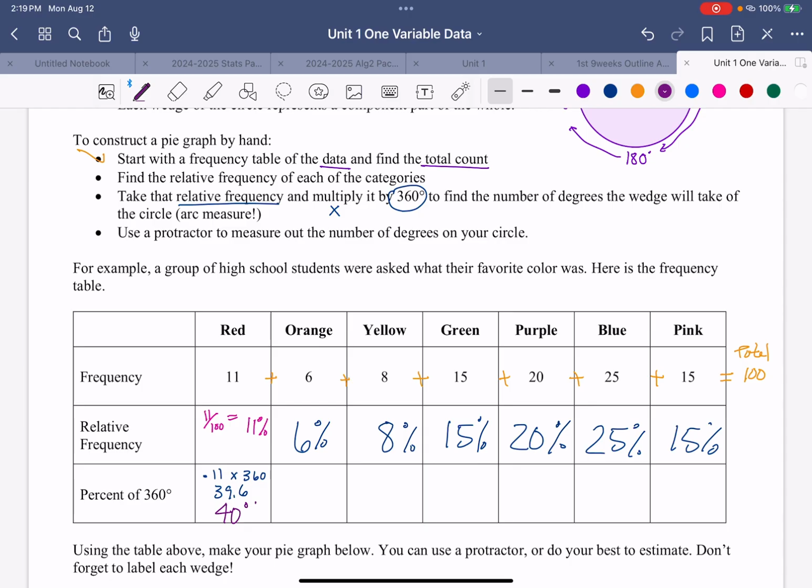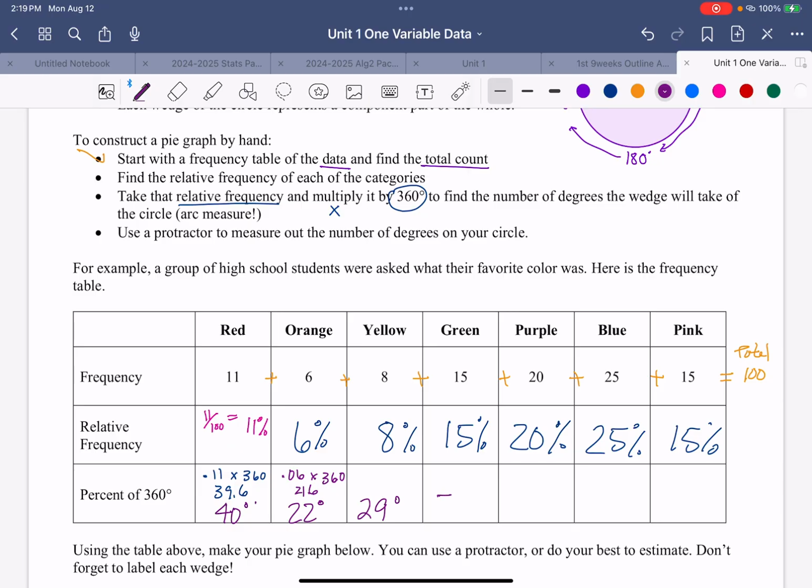You do the same thing for the next one. For 6%, it's 0.06, and we multiply it again by 360. This one gives us about 21.6. Again we round, so I'm going to say 22 degrees. I get those tongue twists, sorry. We just go through each one. So 8% times 360 is going to give me 29 degrees.